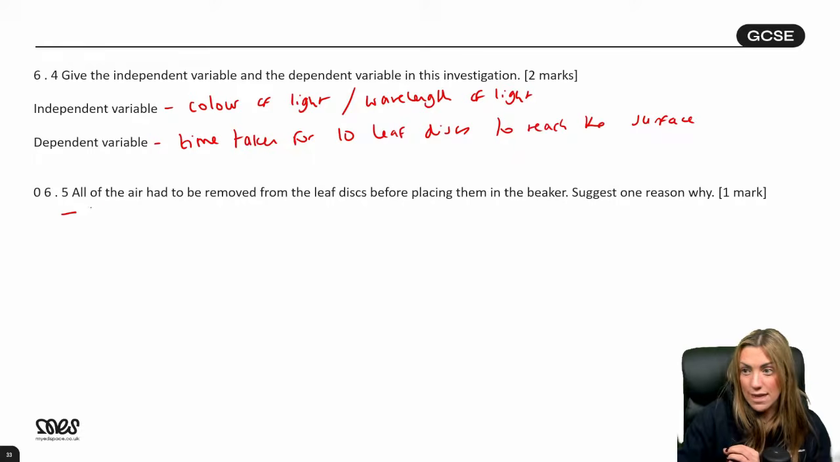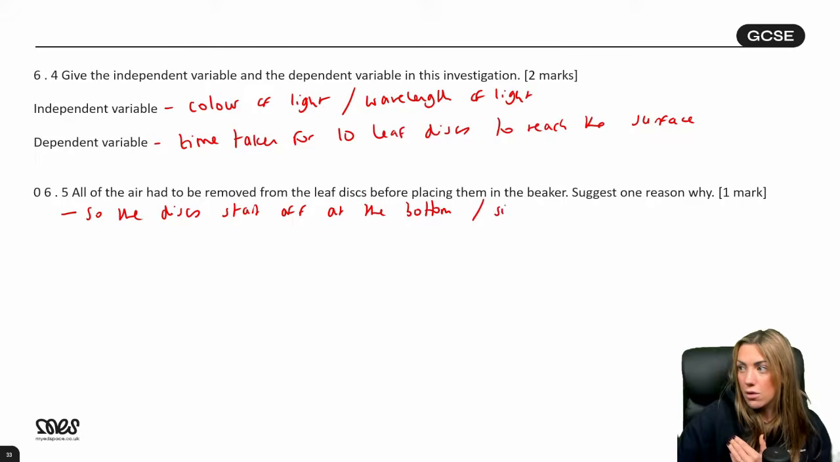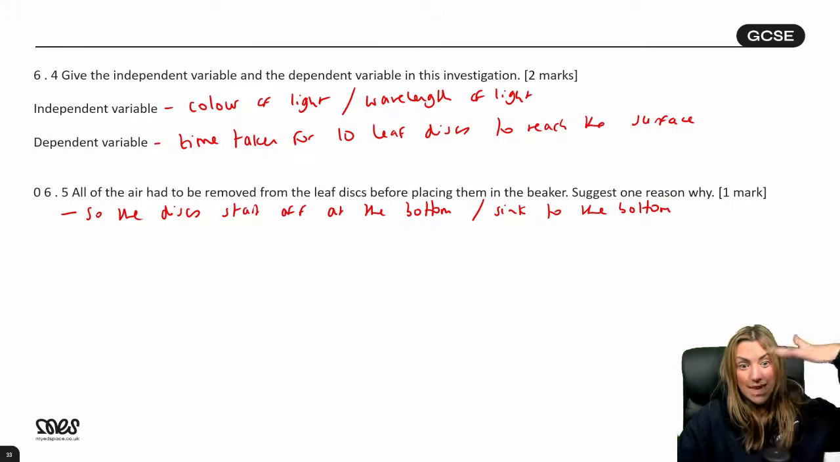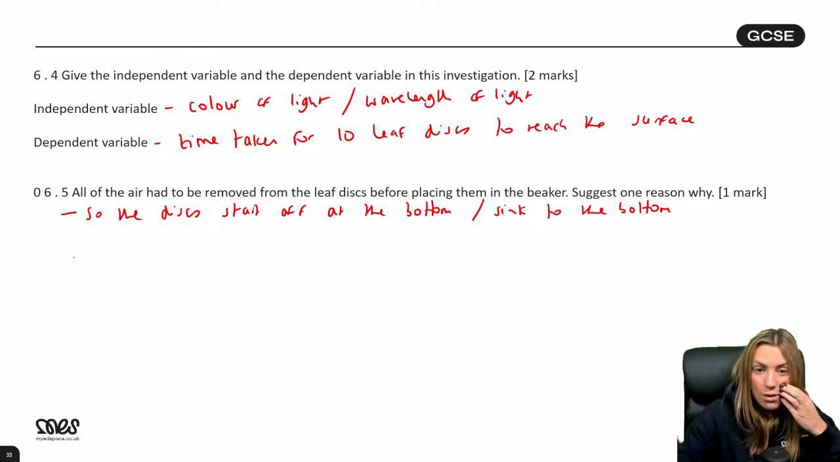I'm probably going to say the discs start off at the bottom of the beaker. The discs sink to the bottom of the beaker because we want to measure the time it takes for them to rise to the surface. So we don't want them to have air in them to begin with and already floating halfway up. We want them to start at the bottom. What else could we say? So the discs do not float.